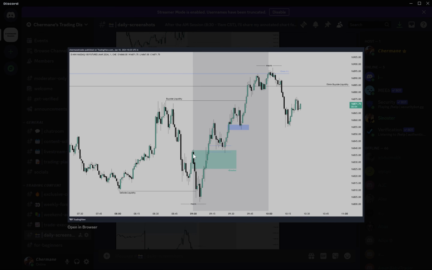I like to see bullish breakers form during macros when I'm bullish on the daily chart. I like to see fair value gaps form on top of breakers when I'm bullish on the daily chart, occurring during the macro. So hopefully this helps. Hopefully this can take your trading to the next level.